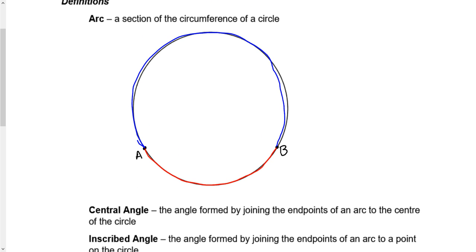Some special notes about these, though. If we go longer than halfway around, it's known as a major arc. This one, which goes less than halfway around, is known as the minor arc.